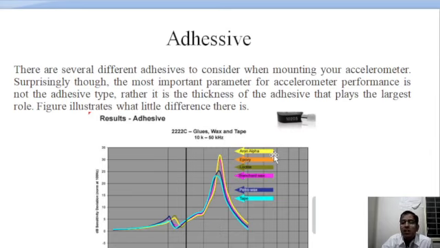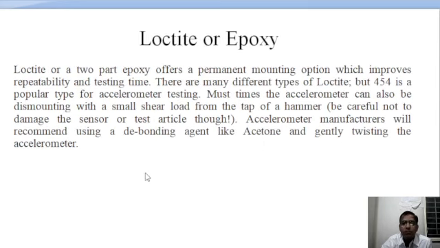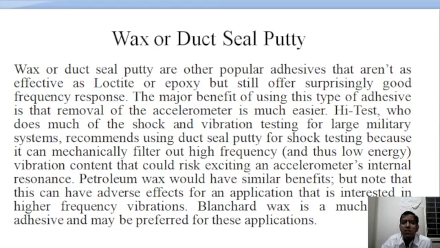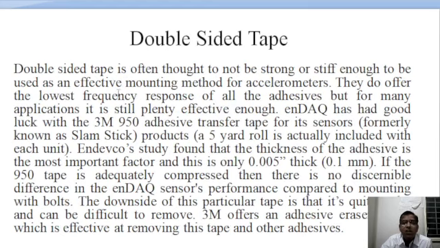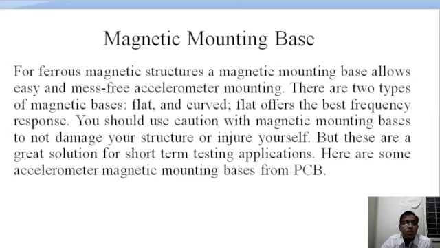So here the thickness of the adhesive plays a very important role. So the thickness of the adhesive has to be selected properly. Loctite or epoxy are types of adhesives. Wax or duct seal putty are also adhesives. Then double-sided tapes are used.